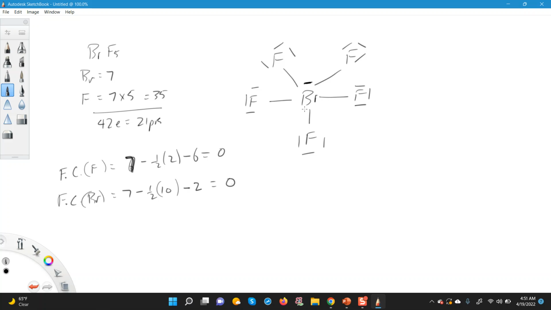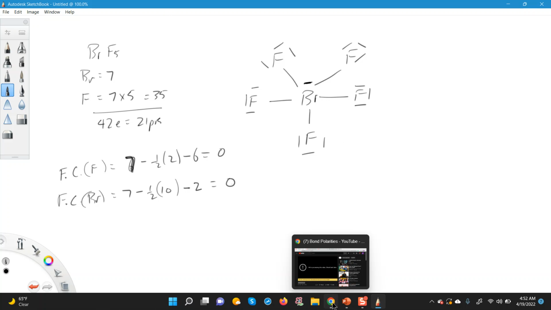You'll notice in this answer, the bromine has more than 8 electrons on its outer shell. In fact, the bromine here will have 2, 4, 6, 8, 10, 12 electrons on its outer shell. That's because bromine is located, if I'm not mistaken, in period 5, or 4, I don't remember exactly, but definitely below period 2, all right? So bromine can have more than 8 electrons on its outer shell.